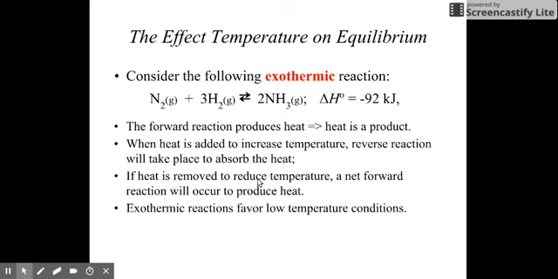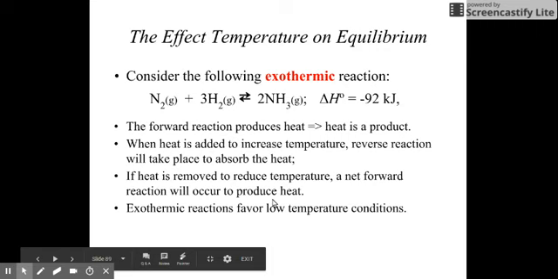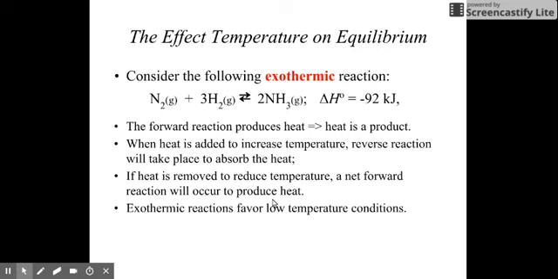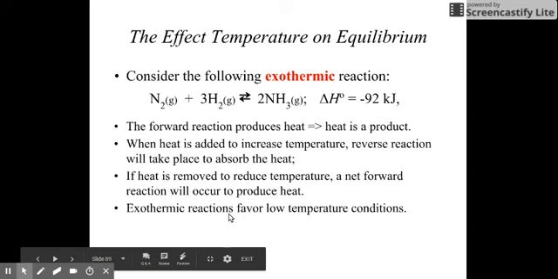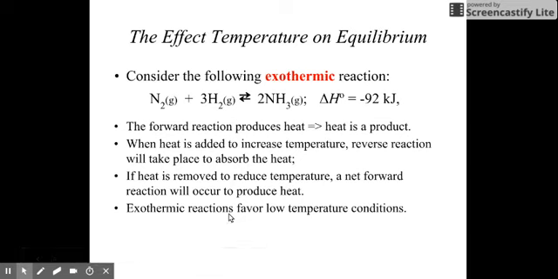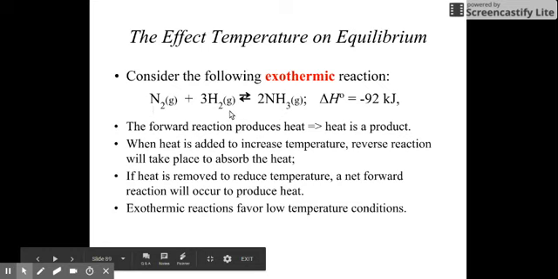But if you remove heat to reduce temperature, a net forward reaction will occur so that the reduction of heat will produce the heat needed in the product. So remember, when you have an exothermic reaction and you see heat in the product side, exothermic reactions always favor the low temperature conditions. It doesn't need heat in the reactant side.